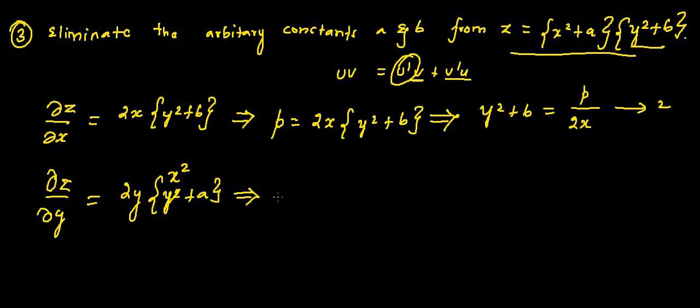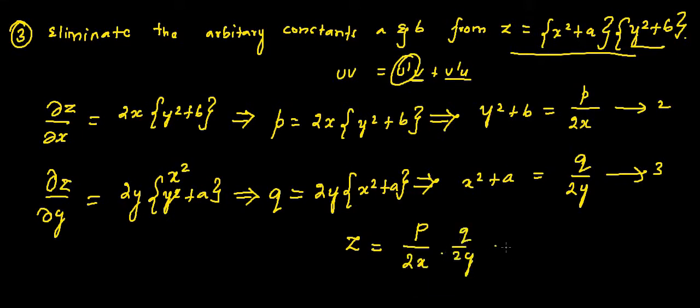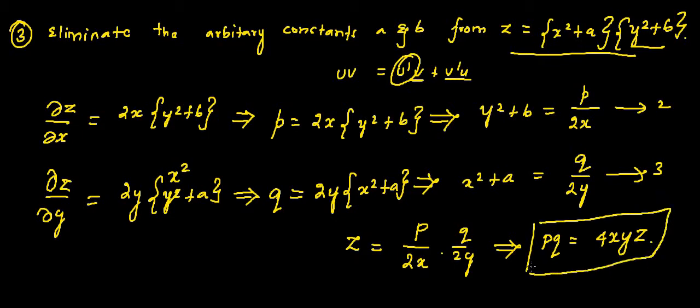So ∂z/∂y is nothing but q, which is nothing but 2y into (x² + a). So this can be further written as x² + a = q/2y. Let this be equation 3. So substituting both equations 2 and 3 in 1, we get z = p/2x into q/2y. So further this can be written as pq = 4xyz. This is the required partial differential equation.